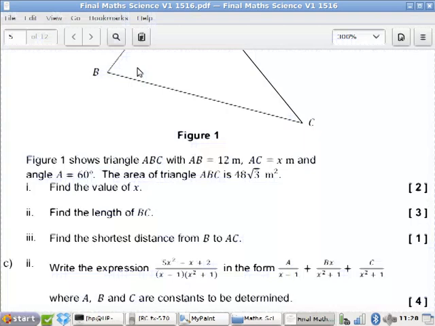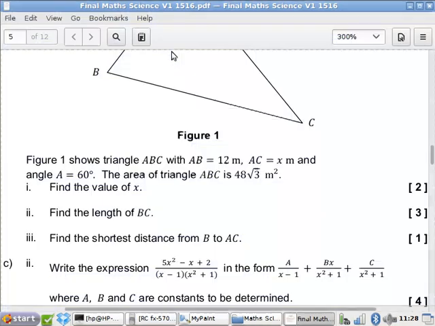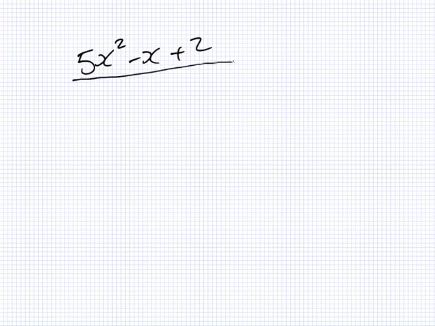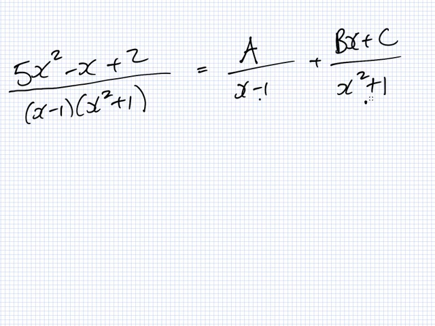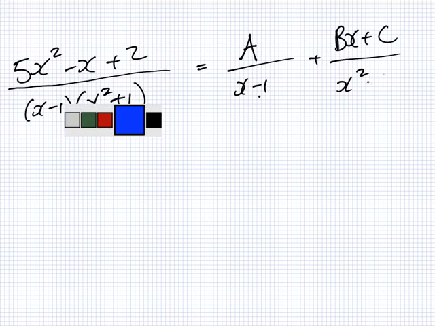5x squared minus x plus 2 over, and this here is x minus 1, x squared plus 1. So I would have said this is two factors, x minus 1 and x squared plus 1. This is linear, so this here should be constant. This is quadratic, so up here should be linear. Now KJ nearly tricked me with this. To be really particular about it, it's plus 0x.